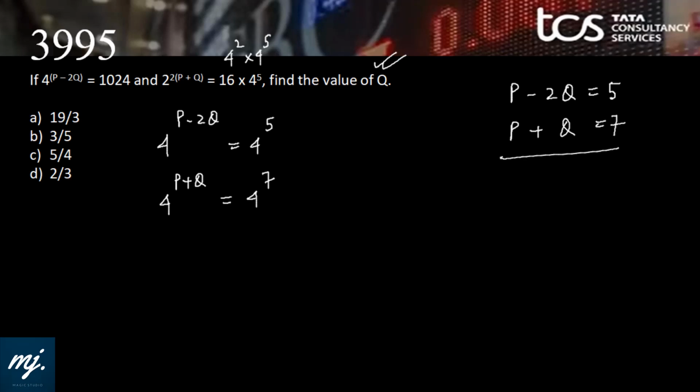We are looking out for the value of q. Okay, let me subtract this. So minus 3q equals minus 2. Q equals 2 by 3. Yes, that we have in option D.